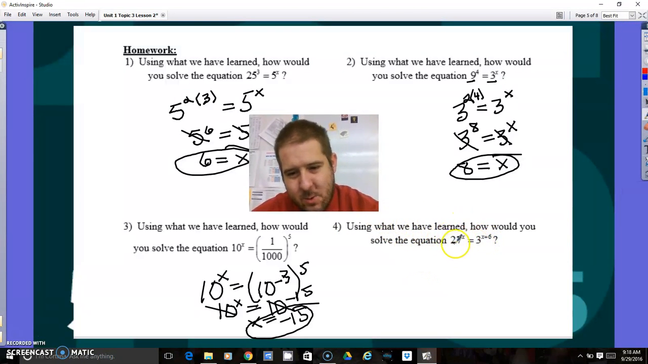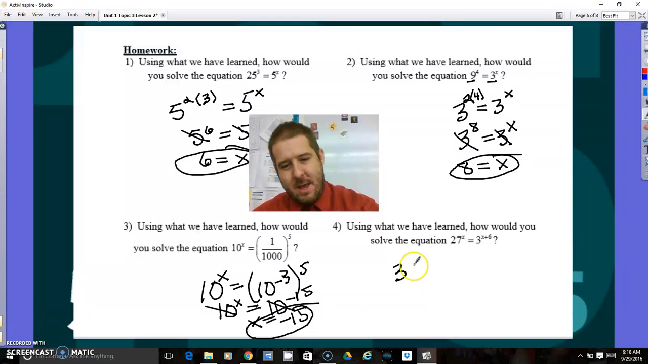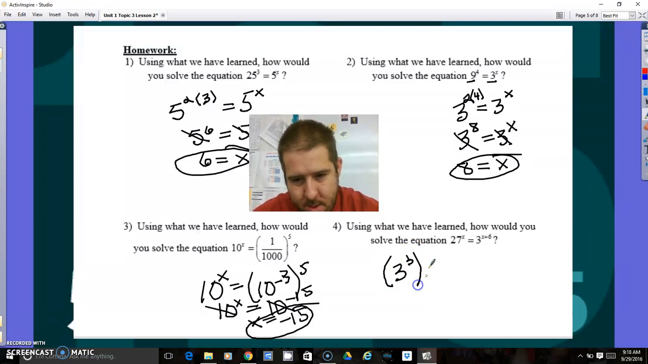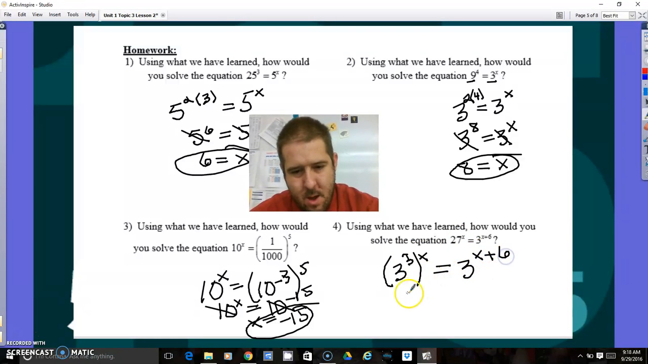So here we go. 27 is the same thing as 3 to the third power. 3 times 3 is 9 times 3 again is 27. 3 to the third power. So 27 is the same as 3 to the third power, but then there's also an x on the outside. Equals 3 to the x plus 6 power. All right, so let's use our power to power rule here. So 3 to the 3x power is equal to 3 to the x plus 6.